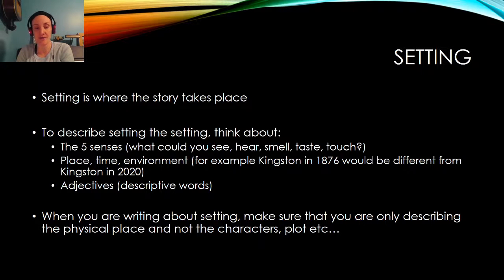Thinking outside the box, you can try and talk about the place or time period. So for example, if I said to you, picture Kingston in 1850 in the winter, that's going to look a lot different than, say, Kingston this year in the summer.